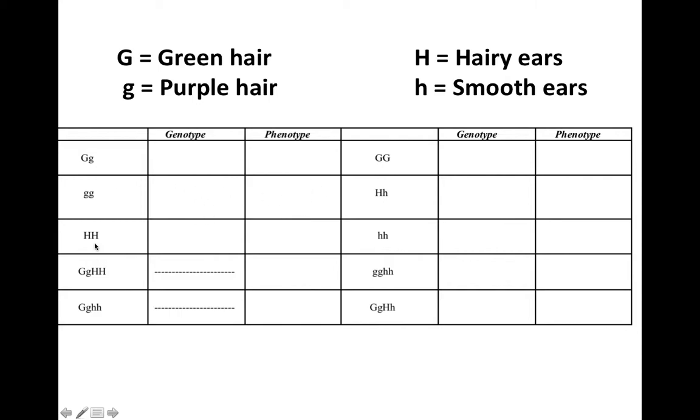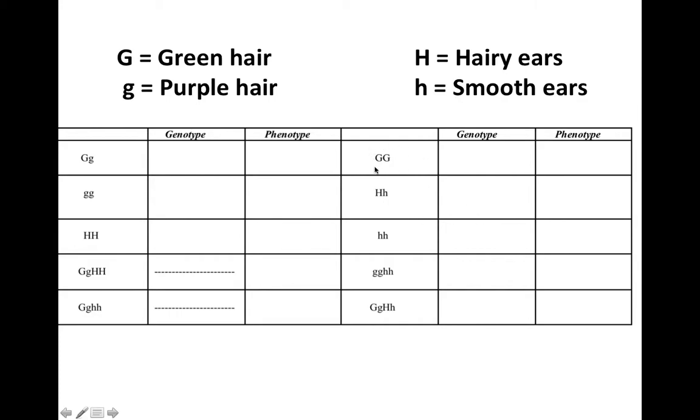Good. Let's go to this H. Big H, what genotype is that? Genotype, that's homodominant. Very good. What phenotype did you guys get? Shout it out. Hairy ears. Very good. Let's hop to this one right here. What would be my phenotype? You guys should have gotten green hair and smooth ears. This can actually be kind of fun if you get the hang of it, because once you get the hang of it, it's pretty easy.